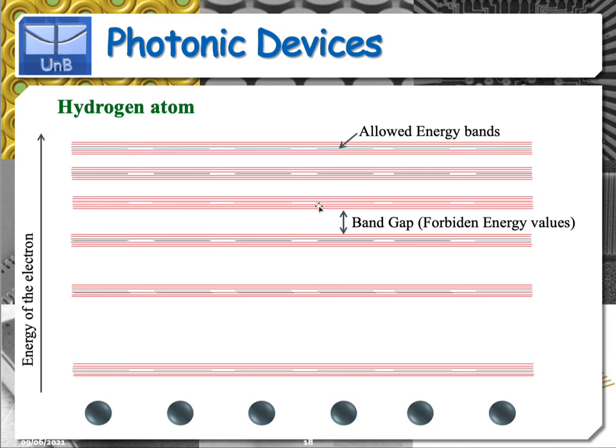Okay, so this is essential for the operation of semiconductor devices because only electrons which are in the conduction band are able to move freely inside the solid. Electrons which are in the valence band remain attached to the atoms. All right.